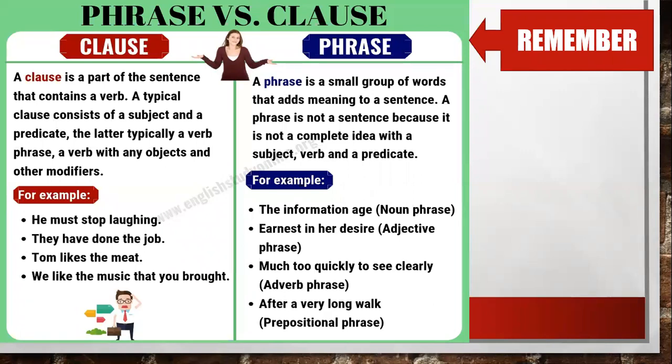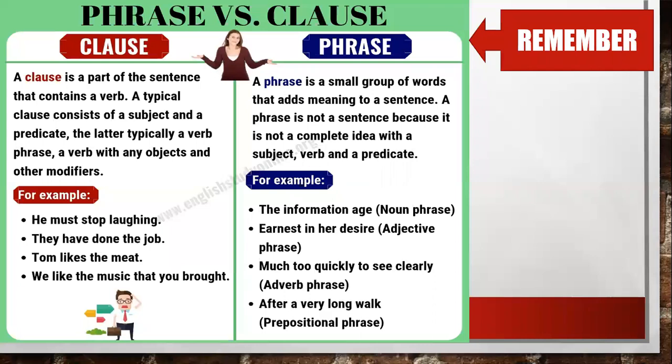A clause. Yeah? It's a structure that is part of a sentence that contains a verb. So it has a similarity with a sentence in the structure, but not in the meaning, not in the sense. For example, here you have, and as I told you, the simple sentences could have just one clause. He must stop laughing, they have done the job, Tom likes meat, we like the music that you brought. So here, in the last sentence, we like the music that you brought, we have two clauses. We like the music, but what kind of music? It's not complete. That you brought.